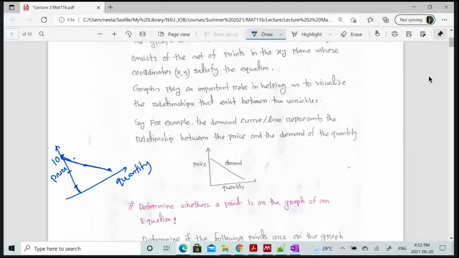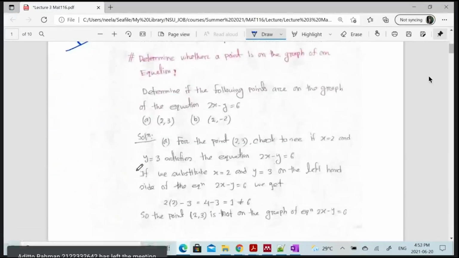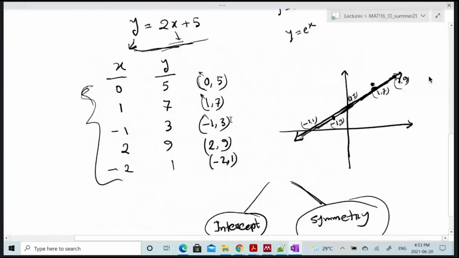So you can see that this graph tells us the relationship between the price of the product and the quantity I want to buy at that price. That's how it is important for us to know, in real life, how to draw the graph of any equation or function. Anyway, when we draw the graph, we need to pick some points. It doesn't matter whether we find intercept or symmetry.